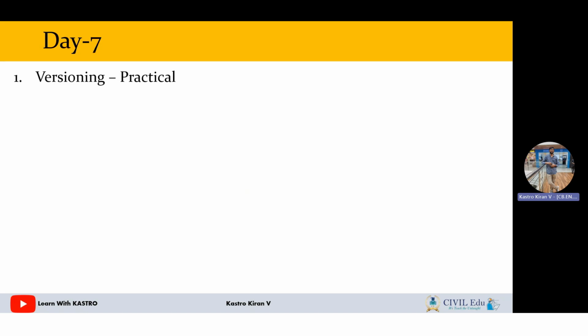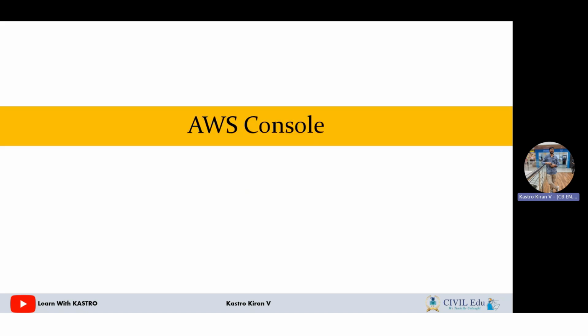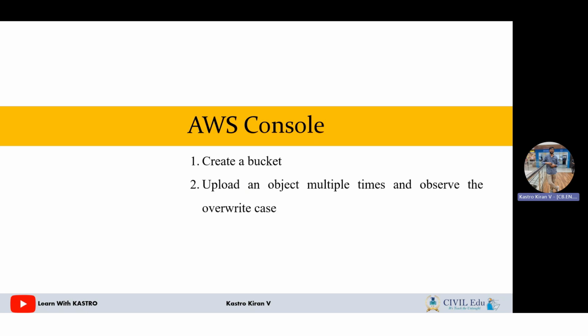To understand the versioning concept, we are going to do a couple of tasks in the AWS console. The first task is to create a bucket with the default settings. After creating the bucket, I am going to upload an object with the same name multiple times, and I am going to show you how the overwriting and the data deletion happens when we upload an object which contains the same file name.